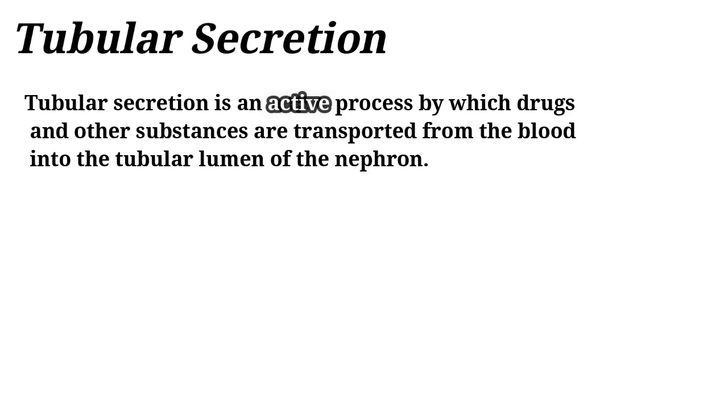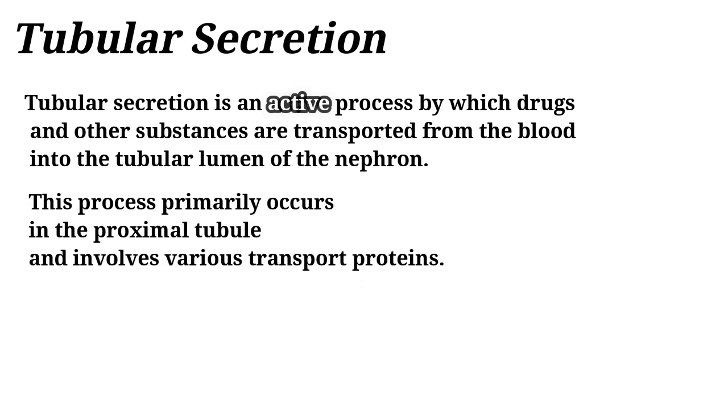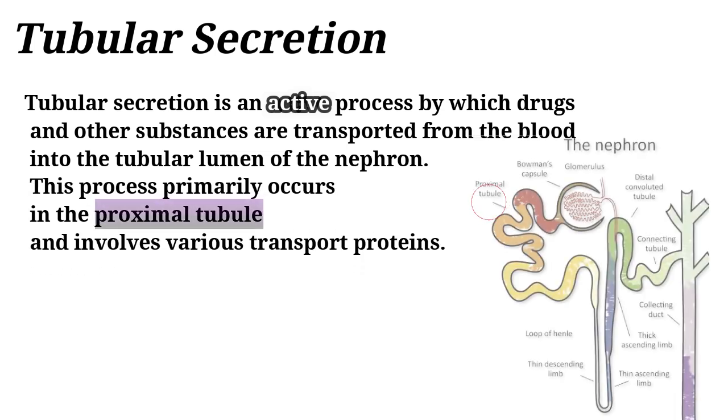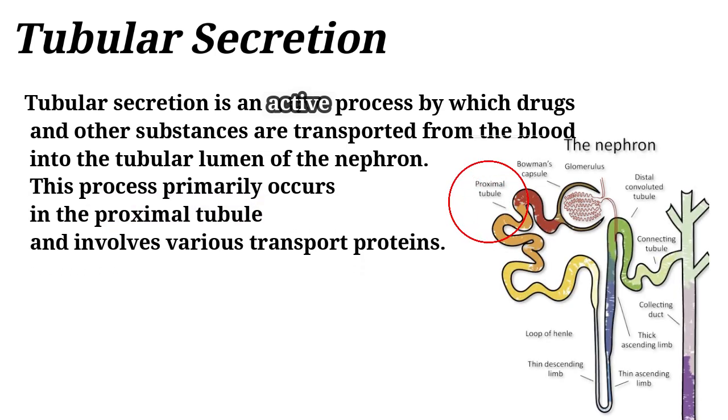Tubular secretion. Tubular secretion is an active process where drugs and other substances are transported from the blood into the tubular lumen of the nephron. This mainly occurs in the proximal tubule and involves various transport proteins.